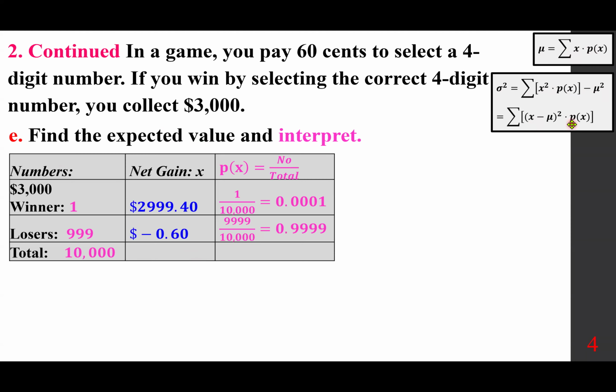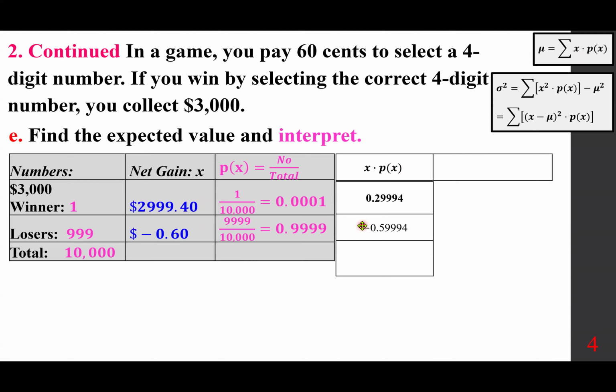Having said that, we want to come up with the expected value mu, which is summation of x P of x. This is the x group, and this is the P of x. So we are going to make a column x P of x. We multiply these two numbers and put them here. Then we multiply these two numbers and put them here. Now we're going to add these two, and that is summation of x P of x, or mu. So mu is negative 0.3. That means about negative 30 cents.